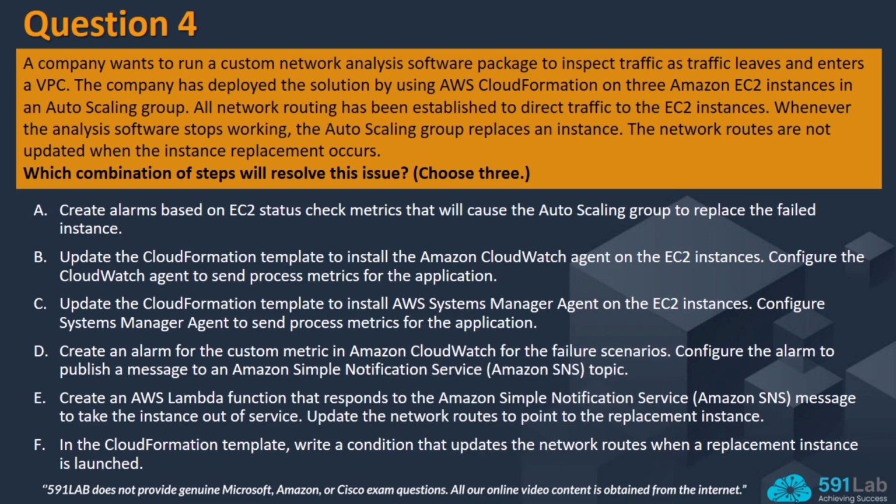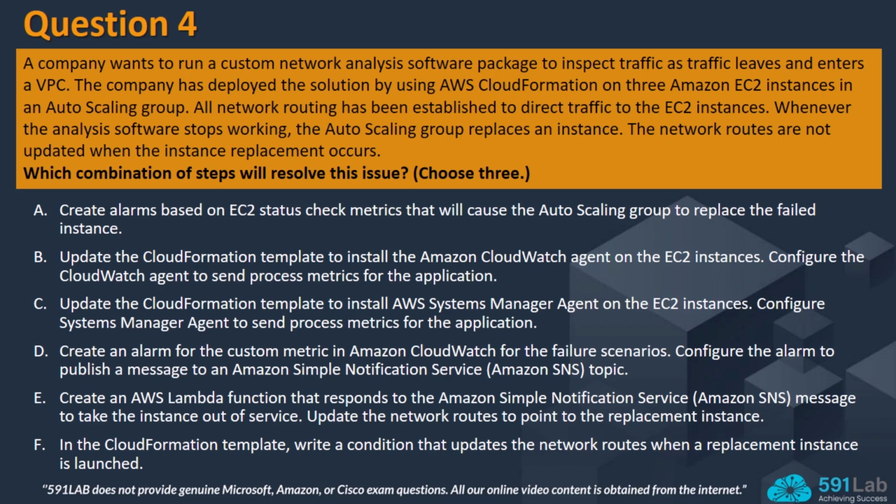Option B. Update the CloudFormation template to install the Amazon CloudWatch agent on the EC2 instances. Configure the CloudWatch agent to send process metrics for the application. Option C. Update the CloudFormation template to install AWS Systems Manager agent on the EC2 instances. Configure Systems Manager agent to send process metrics for the application. Options B and C focus on monitoring application processes running on the EC2 instances. While monitoring is important for detecting failures, these options do not directly address the issue of updating network routes. So options B and C are not the correct answer.